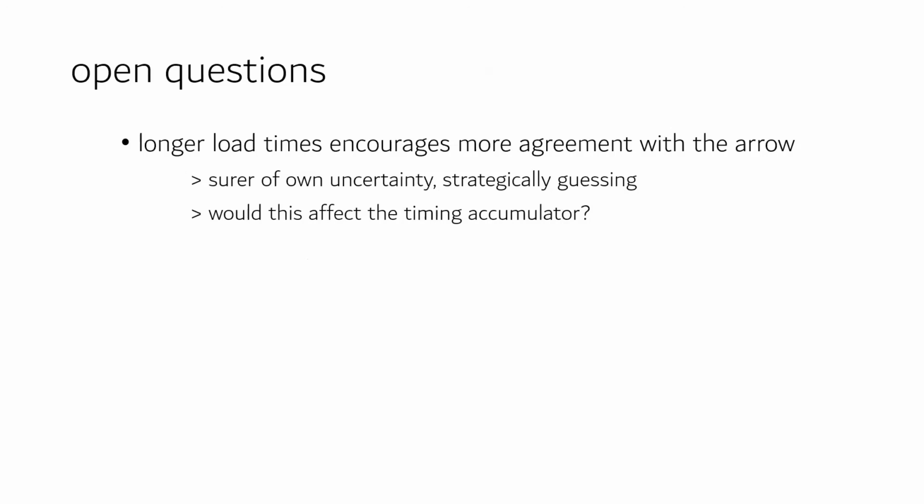Some open questions that remain is that longer loading times seem to encourage more agreement with the arrow. So it's sort of like a sunk cost thing. People are sure of their own uncertainty, perhaps, that they don't know the answer by that stage, and so they'll strategically guess at the end of it. But one question is, would this affect the timing accumulator? So in that sense, people might set a harsh criterion for responding quickly, which is strategic, but then does that get interpreted as a low tolerance for waiting longer, or they don't want to wait?